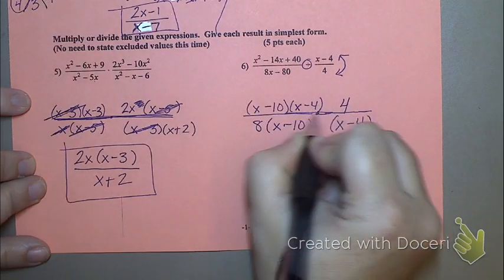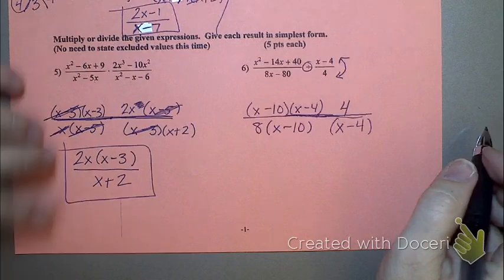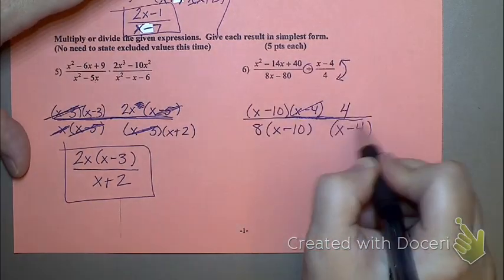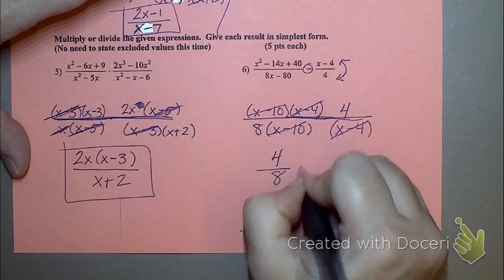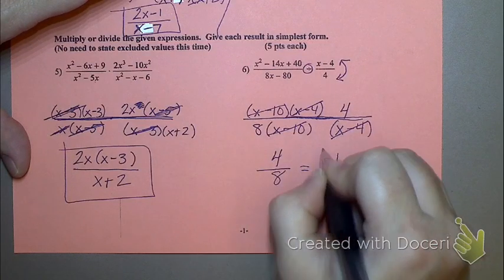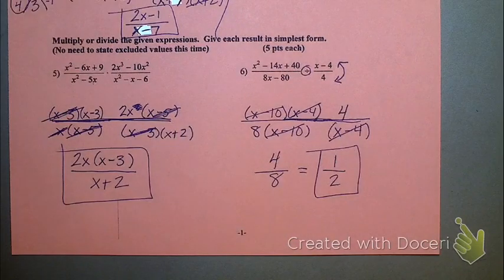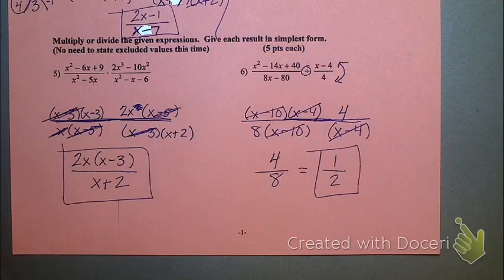Since it's multiplication, now I can make it one giant fraction, and what cancels? X minus 4s, x minus 10s. I have 4 over 8, which reduces to 1/2. Those 2 should be the easiest and quickest problems on the whole test.